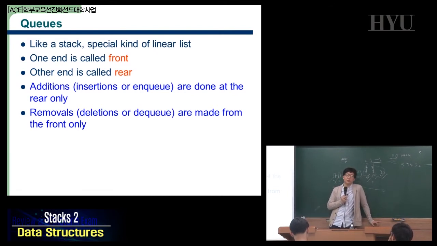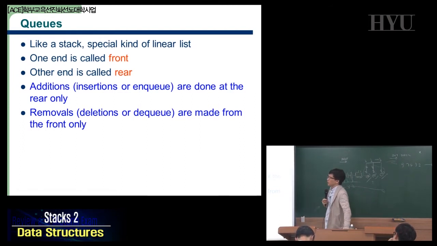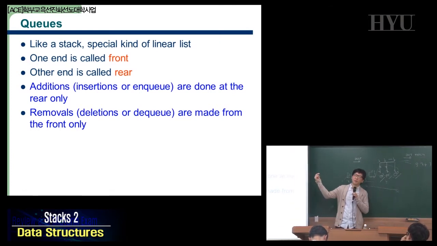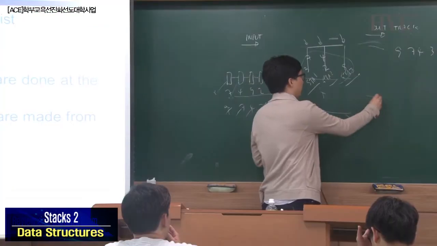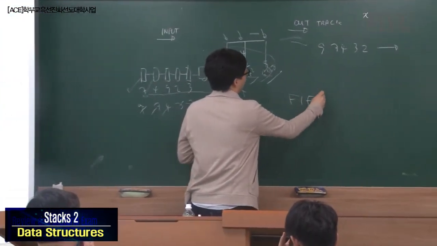Taking one out of the queue is something called DQ. NQ and DQ. NQ는 queue에 집어넣는 거. DQ is taking one out of the queue. Removals are made from the front only. You only take out the elements at the front. You add an element at the back and you take from the front. That's why you can call it first in, first out. First in, first out. We know this. First in, first out.